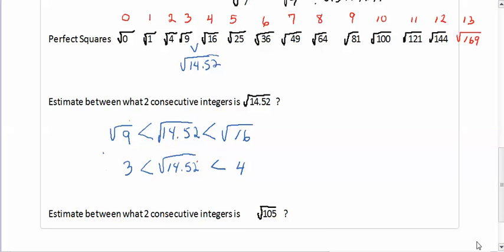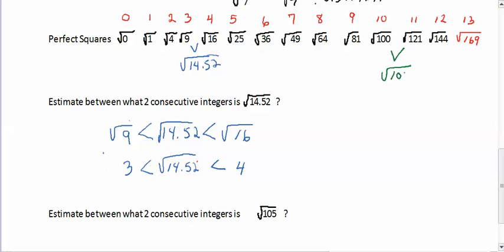Okay, now I'm going to do the square root of 105. So where does 105 lie on our perfect square chart? It's going to be somewhere between 100 and 121. So that's going to be the square root of 105. That's where it's going to be. So it's between 100 and 121. That's where the square root of 105 lands. So it's going to be greater than the square root of 100, but less than the square root of 121.